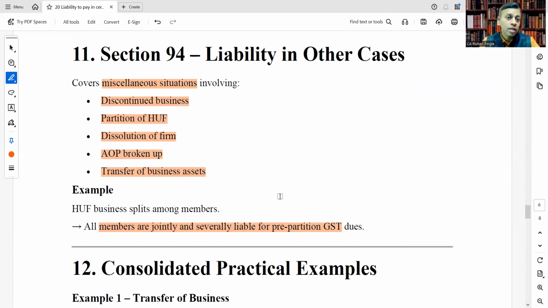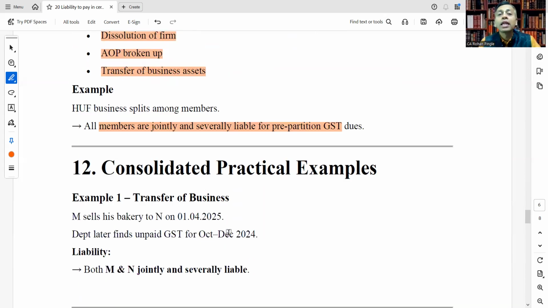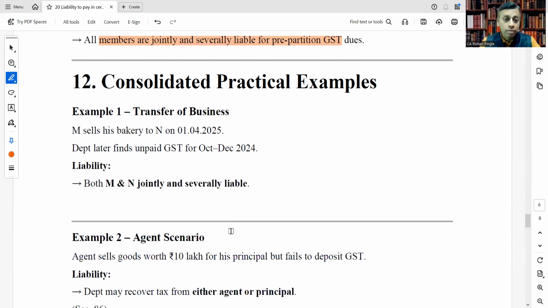Very simple to understand. Section 94 covers the miscellaneous situations involving discontinued business, partition of HUF, dissolution of firm, AOP broken up, transfer of business assets. So if an HUF business splits among members, all members are jointly and severally liable for pre-partition GST dues. And now we will see consolidated practical examples to understand a few of the concepts.